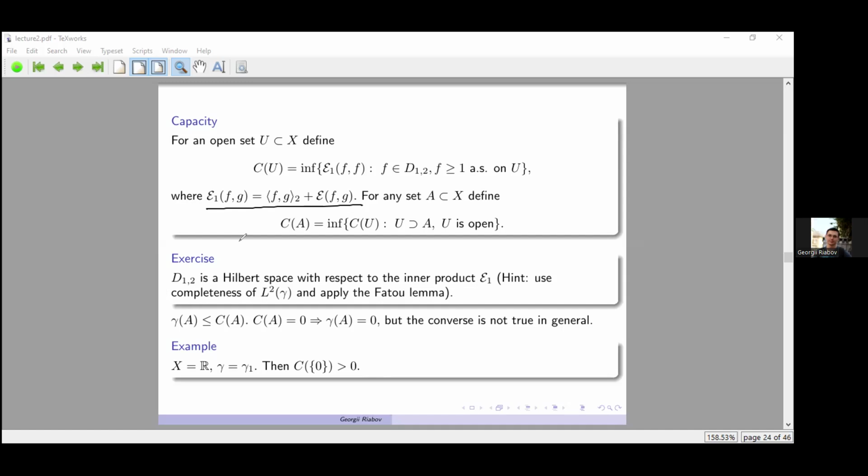And also we defined the notion of a capacity of a set, which is, for an open set U, the capacity of U, the infimum of E1 norms of all functions f from the space D that are greater or equal to 1 almost surely on U. And for any set A, the capacity of A is the infimum of capacities of open sets that contain A.